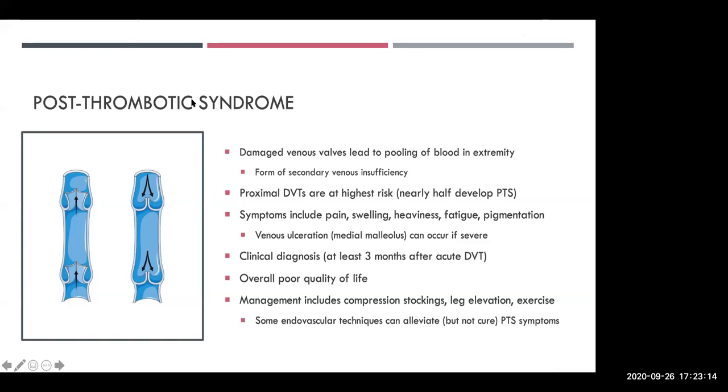One thing I'll say is that DVT and PE are one spectrum, right? It's clot from the veins going up to the lungs. For both of them, they cause acute problems. In the case of DVT, you're going to get pooling, you're going to get pain, and then you have chronic problems that happen down the line. So for both DVT and PE, you have acute problems and chronic problems, and this is a chronic problem for DVT. Does anyone know what the chronic problem for PEs is?